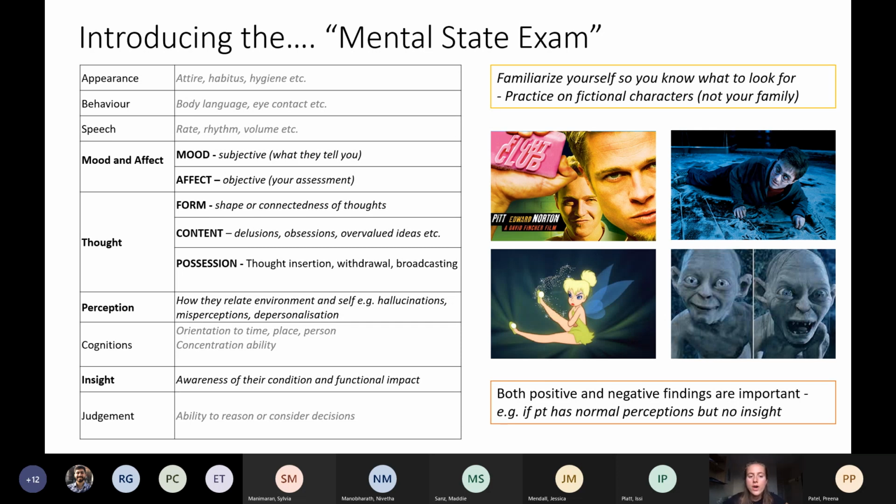But yes, so another thing to mention, and this could well come up in an exam. If you're struggling for things to say, like this person doesn't seem to be depressed but they're not actively doing anything, then negative findings are really important. So if the person's thoughts are their own, they don't have any signs of thought possession, then that's quite an important thing to document. Just like if someone doesn't have chest pain, it's important to write no chest pain.